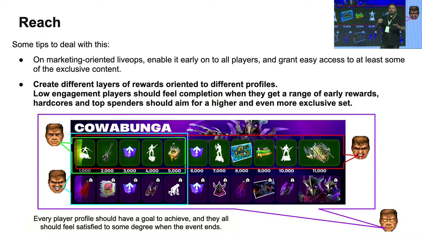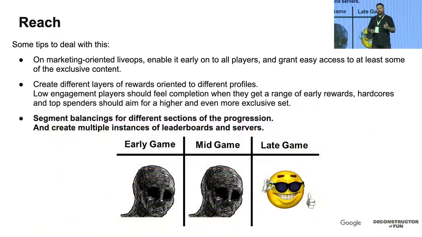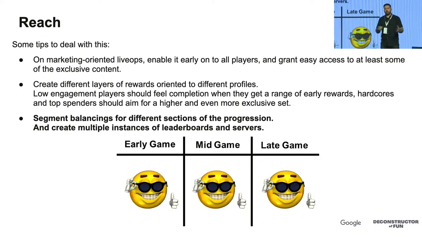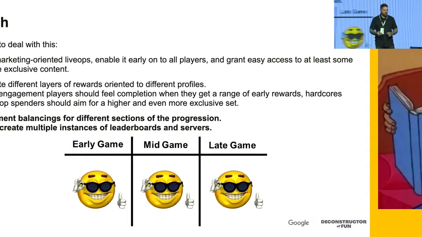Another tip is that when you're managing the rewards, try to create different milestones of rewards within your live op so that they can become targets for different levels of engagement from players. So the newbies can reach a milestone of rewards, and the highly engaged players try to get everything. And last, try to segment the balancing for different layers of progression. So don't balance it only for the late players. Try to present a balance that is customized for the different stages of the game. That way, everybody will be able to engage with your event.